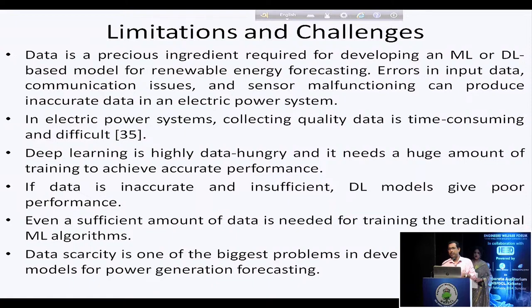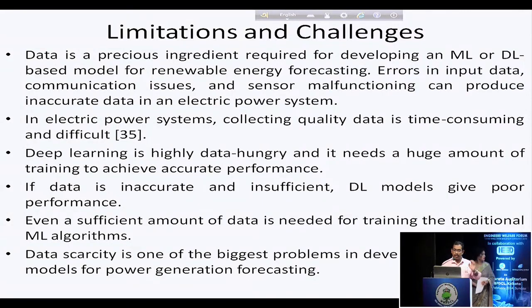I am not sure whether smart meters are permitted in India or not, and there is a lot of debate regarding the smart meter. I'm not going into that debate. Otherwise, how can you collect the data? So, the third point is data.